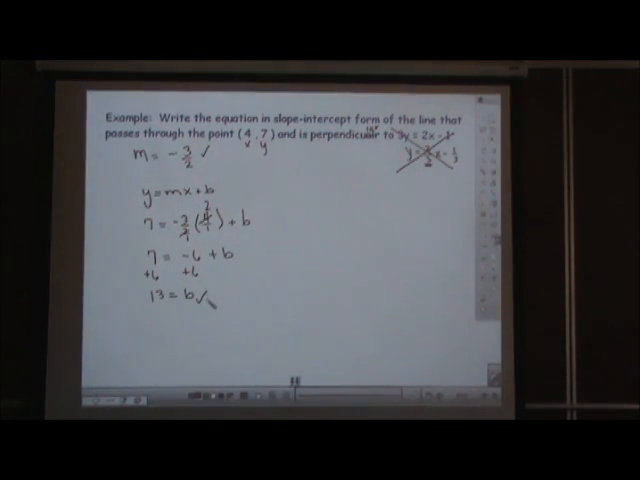So here's b and here's m. We're ready to write the equation. y equals negative 3 over 2 x plus 13. And there's the equation that's perpendicular to the first one that was given to us.